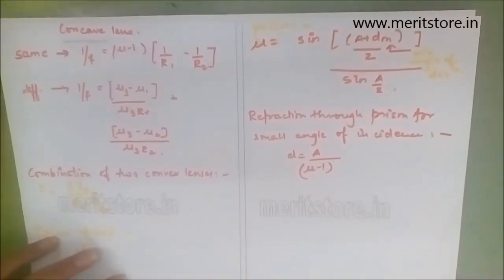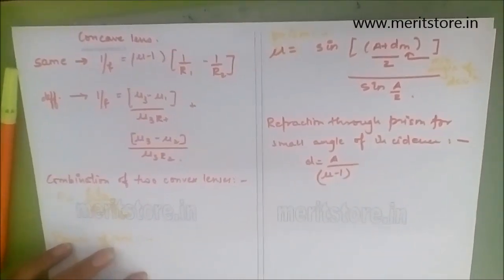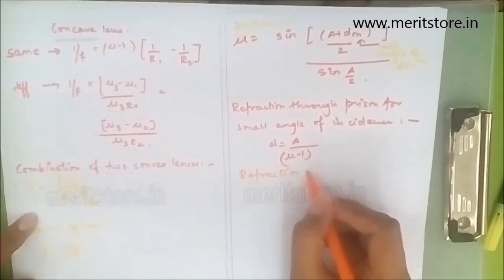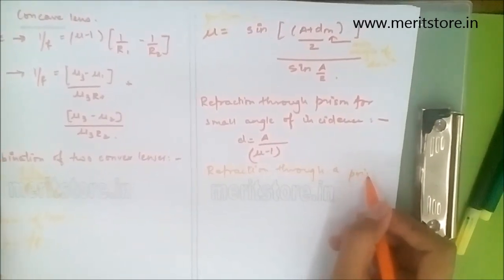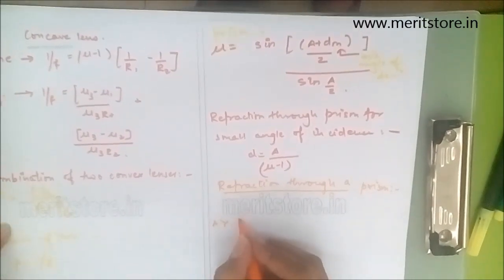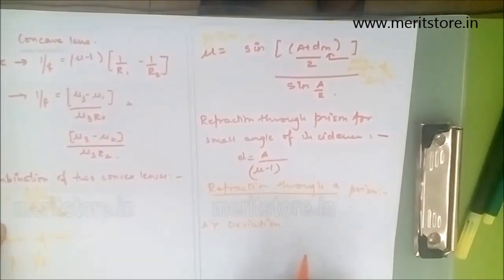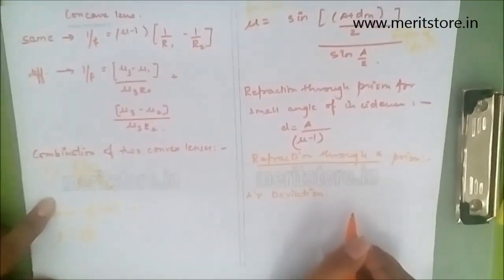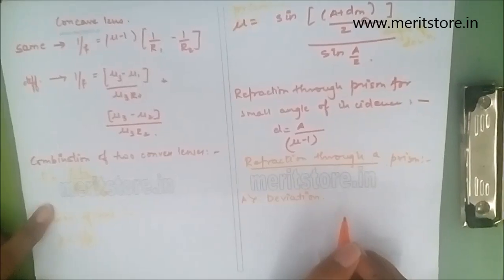Dispersion. Dispersion is the splitting of light into its constituent colors. Refraction through a prism: the first one is deviation. A ray of monochromatic light, that is the light possessing one wavelength only, while passing through a prism suffers a change in its path. The phenomenon is known as deviation.